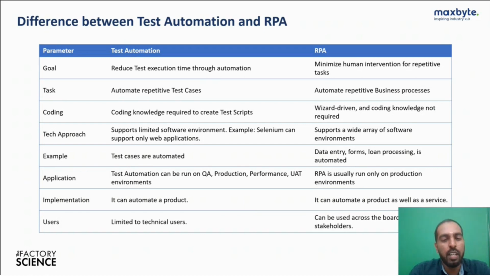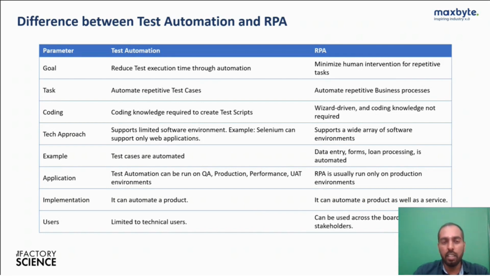Here the test cases are automated, but in RPA, some examples are data entry, forms, and error processing; any business process can be automated. The application for testing will first be deployed on the QA, production and performance environments, but RPA can be run directly in the production environment.